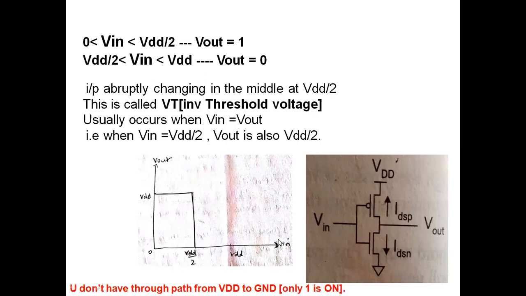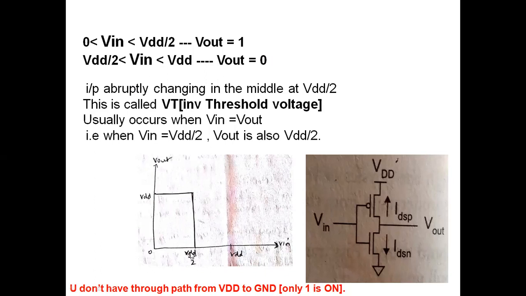Output is equal to 1, means if this input is lying between 0 to 2.5 volts, or VDD by 2, what is the output? It is high. Similarly, say from VDD by 2 to VDD, what is the output? It is 0. So from here to this point, the output is 0. So here the input is abruptly changing in the middle.